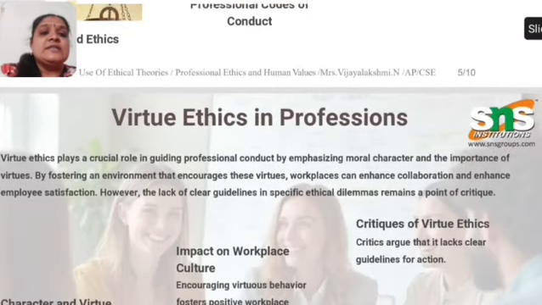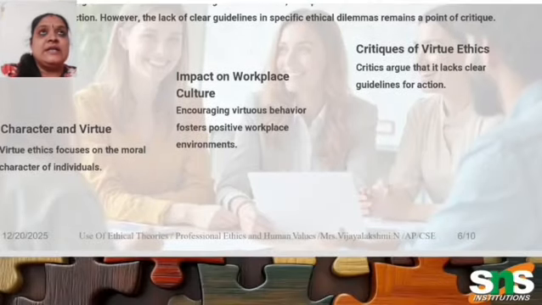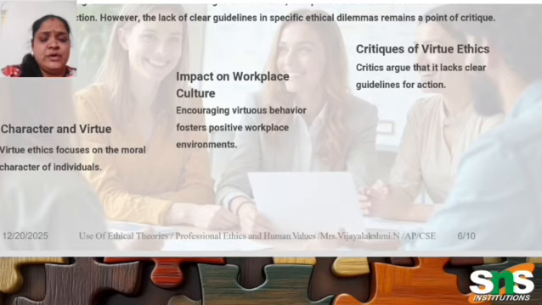Okay, and the next is virtue ethics in professions. What is character and what is virtue? Virtue ethics mainly focuses on the moral character of the individual. As I said before, we can compare stakeholders and individual people and what they think about the surveillance here. Impact on workplace culture: encouraging virtuous behavior will foster a positive workplace environment. And then critics of virtue ethics, who argue that it lacks clear guidance for any action you have taken.